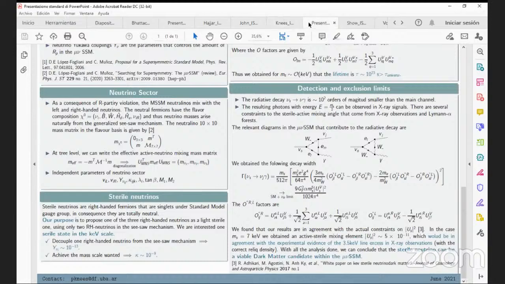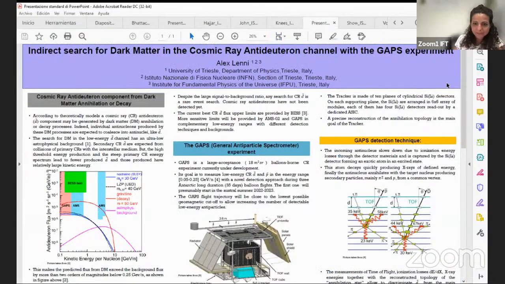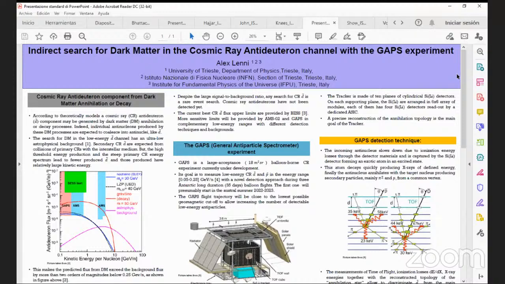Next speaker, Alex. Yes. Hello, everyone. Can you hear me? Yes, we can. Okay, perfect. In this poster, I'm going to first... My name is Alex Len, and I'm a PhD student at the University of Trieste in Italy.